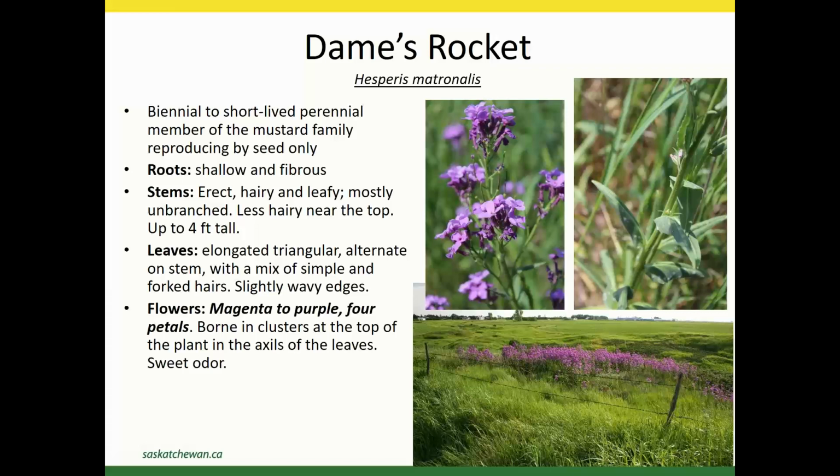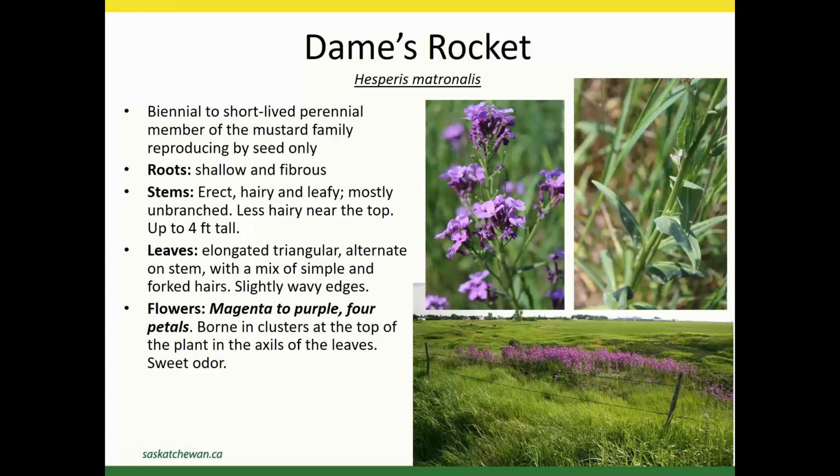Leaves are elongated triangles. They're alternate on the stem with a mix of simple and forked hairs on their surface. So that gives it a slightly grayish appearance in some cases as well. The edges of those leaves are slightly wavy. They have wee small maybe points or serrations on them, but very few. It's not like you're looking at something that looks like a sawtooth. You'll have the odd tooth sticking out here once in a while.